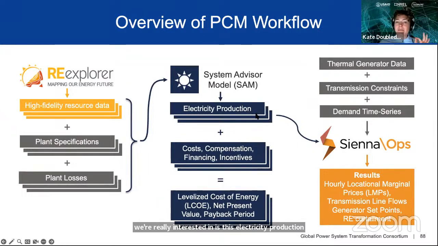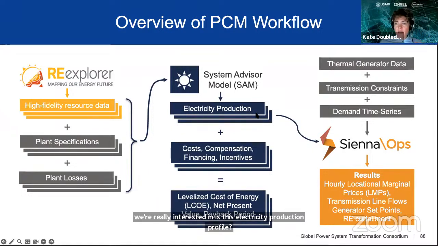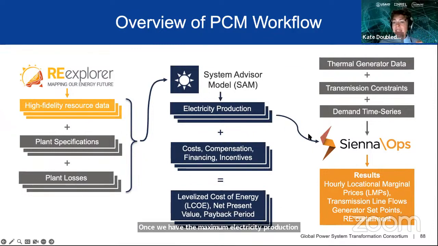Once we have the maximum electricity production available for each plant, we can use that as an input into our production cost model, combined with information about the existing thermal generators in the system, transmission constraints, and the demand time series. And that can provide us with classic production cost modeling outputs, including locational marginal prices, transmission line flows, curtailment, as well as the overall operating cost. So this is the flow that we're going to follow today.